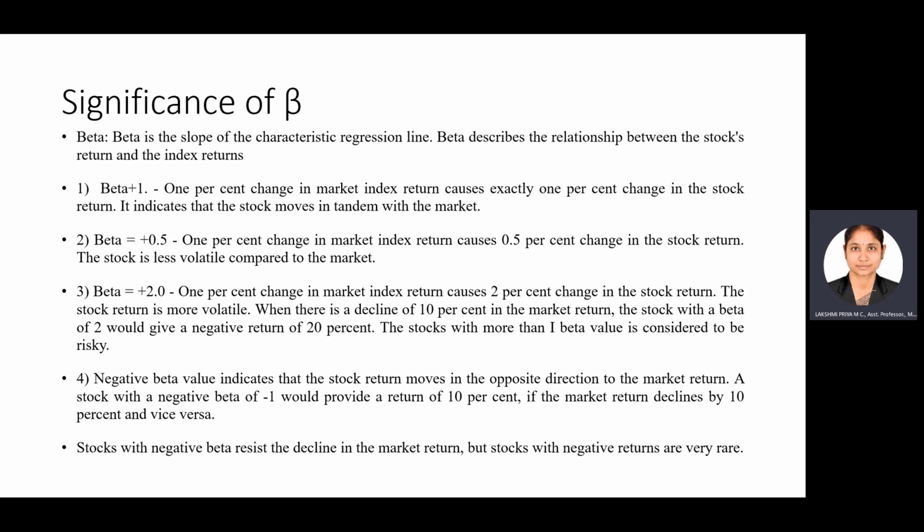Friends, hope it is clear about the different types of risks associated with the market, risks associated with companies, and how to mitigate the risk, various types of risks associated with individual stocks, either a market risk or a company-specific risk. And also, we discussed how to calculate the risk and return. Hope you understood the risk and return concept, and also the significance of beta.